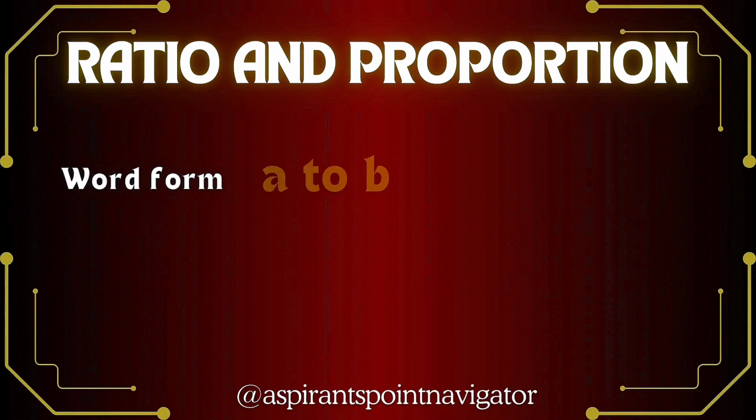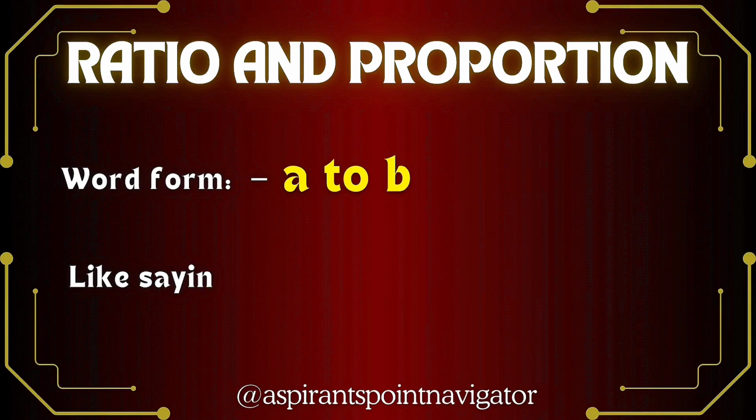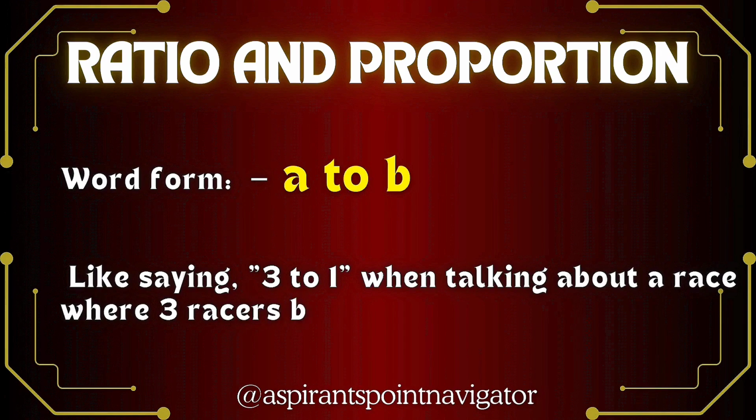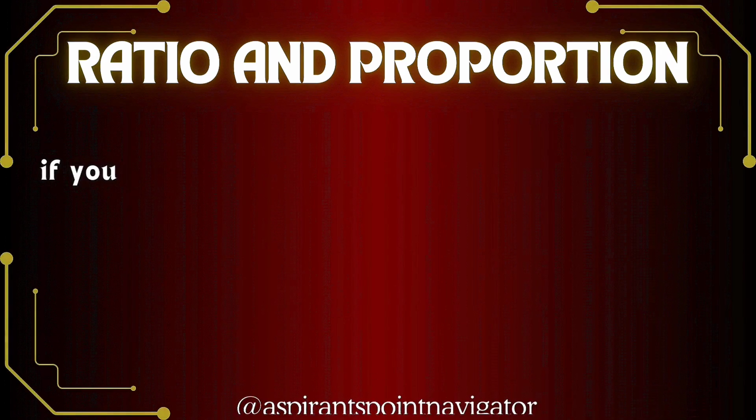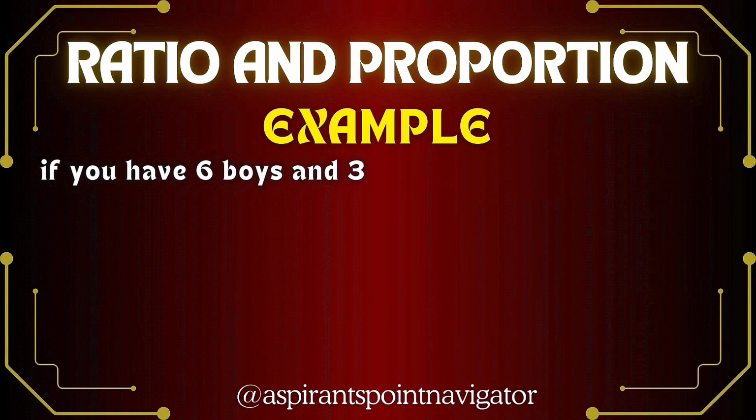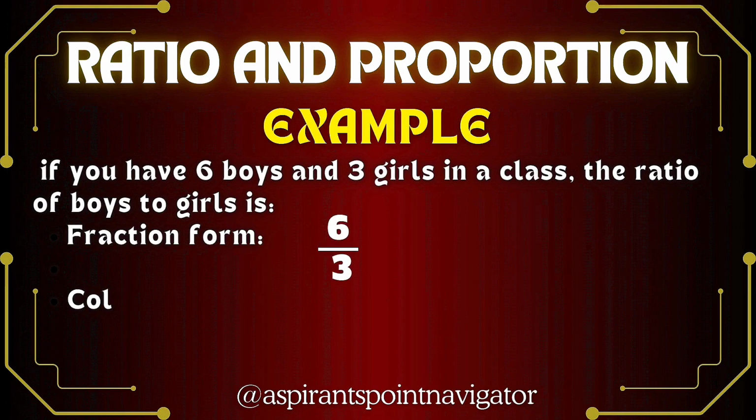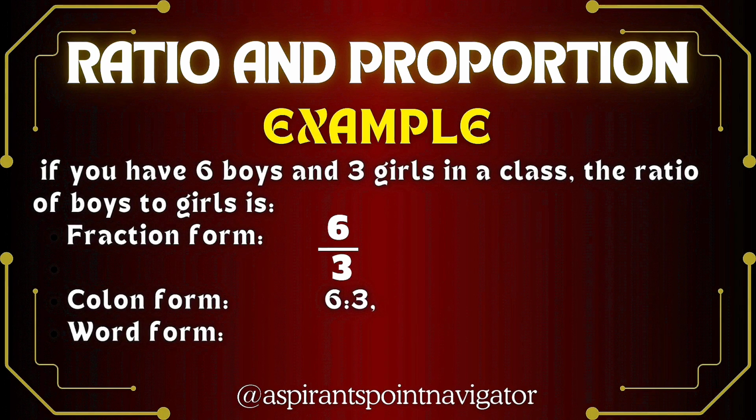Next, word form, a to b, like saying 3 to 1 when talking about a race where 3 racers beat 1. Let's take an example. Imagine you have 6 boys and 3 girls in a class. How do we express this ratio? In fraction form, it's 6/3. In colon form, it's 6:3. In word form, it's 6 to 3.